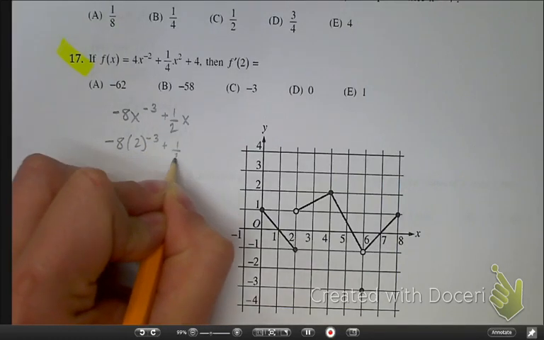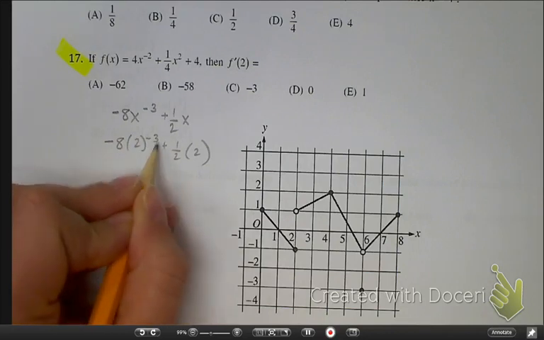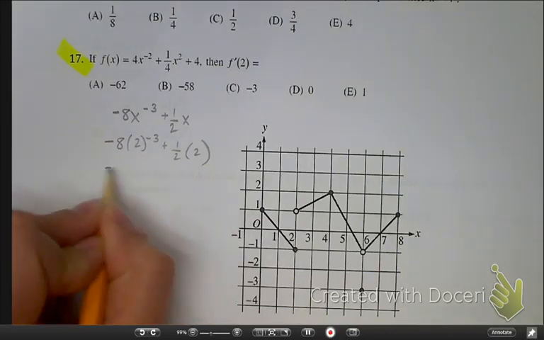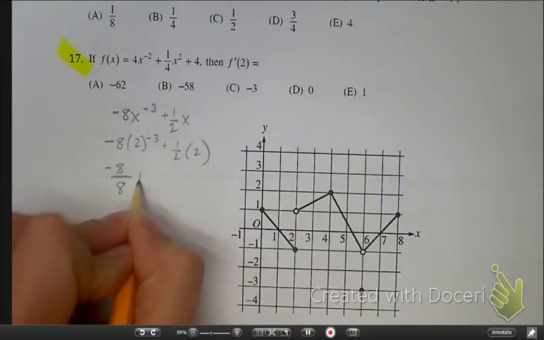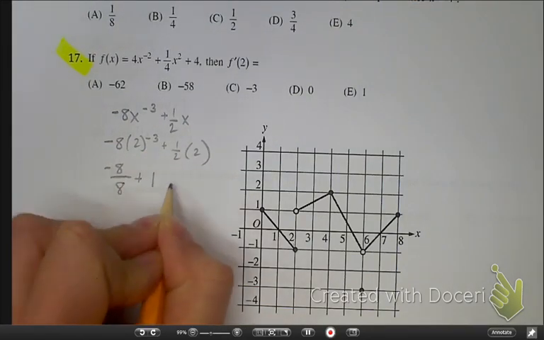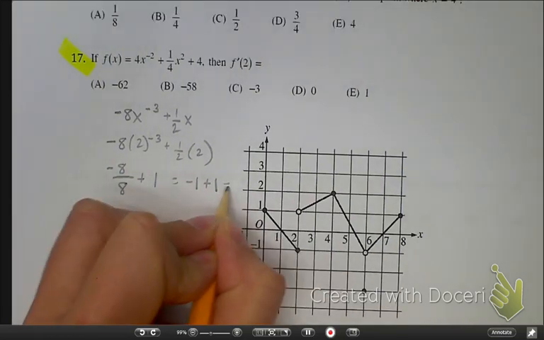plus 1 over 2 times 2. Well, 2 to the negative 3 means we're going to take that and put that back on the bottom of the fraction. So that's negative 8 over 8, because remember, negative exponents move things to the bottom. Plus 1/2 times 2 is 1. Negative 8 over 8 is negative 1, plus 1, this is 0. Answer choice D.